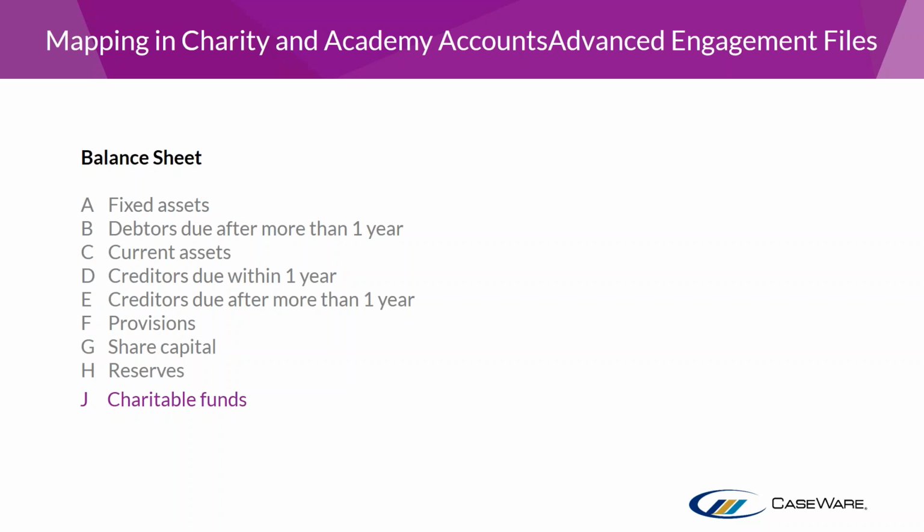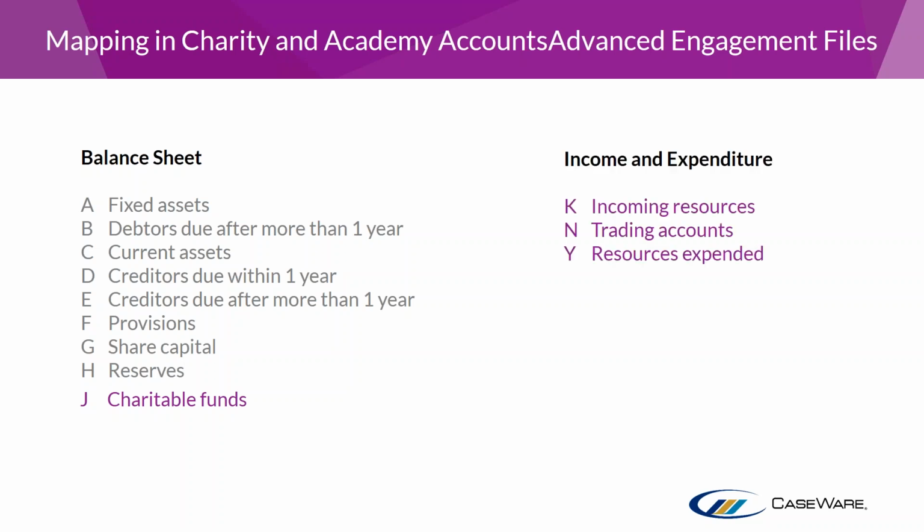Now, as well as that, we also have different map numbers on the income and expenditure side of things. And so principally, where you have income coming in, you'll be using K map numbers, and where you have expenditure actually going out, you'll be using Y map numbers. So you'll be using K and Y map numbers to identify the different types of income and expenditure in your charity.